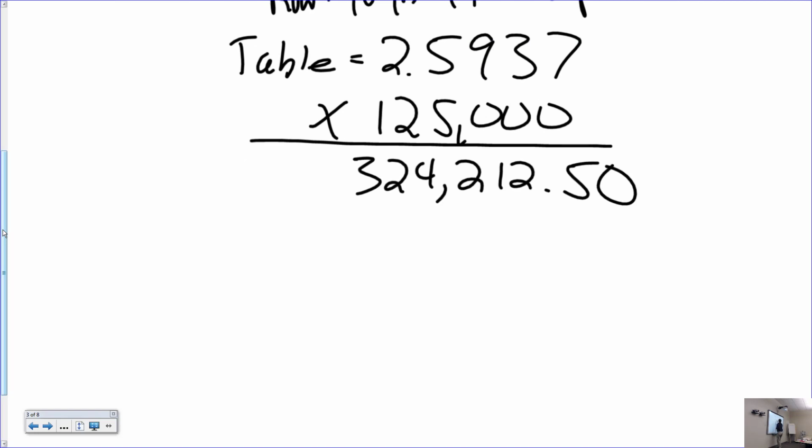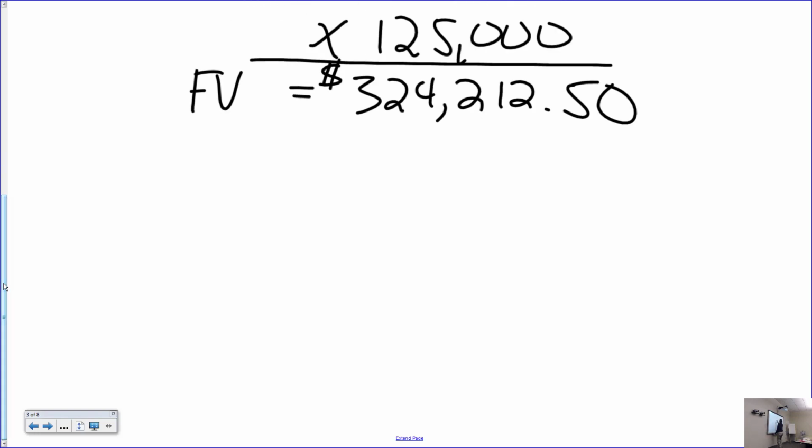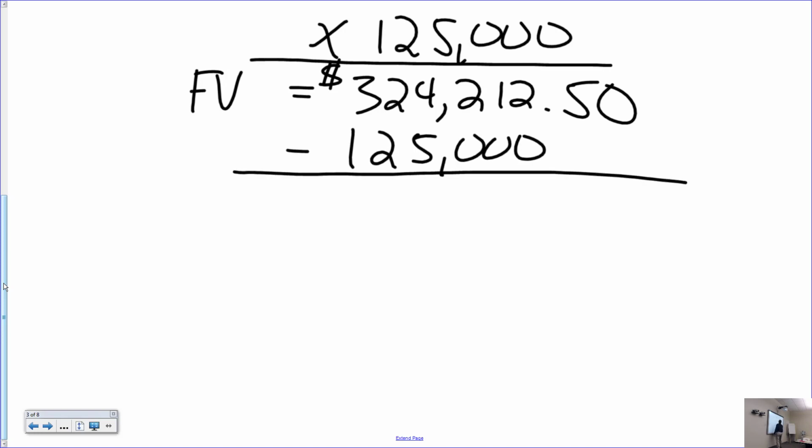That comes to 324,212.50. But they want to know how much interest you earned. What number is this, technically? This is the future value. All right, good. So note, when you use the table, folks, you're getting the future value, how much you will have in the future. So technically, this is the principal and the interest. So if I just want the interest, you have to subtract 125,000, which was the original amount, and it's 199,212.5.